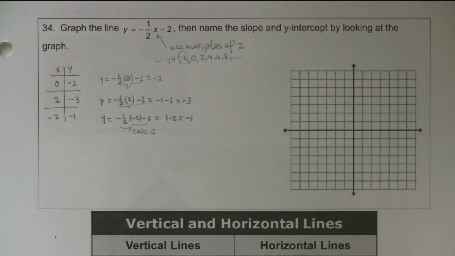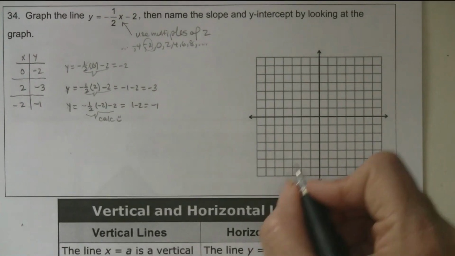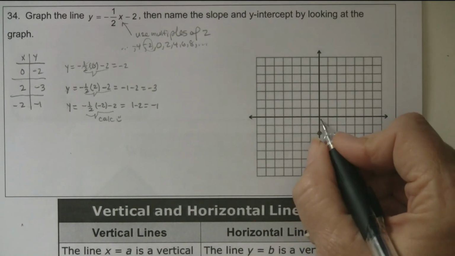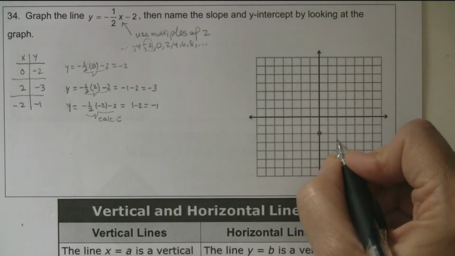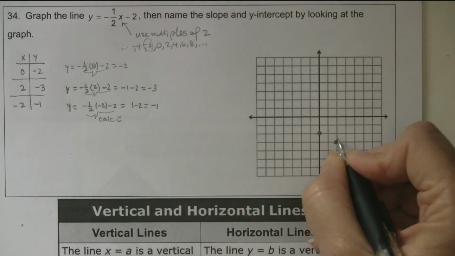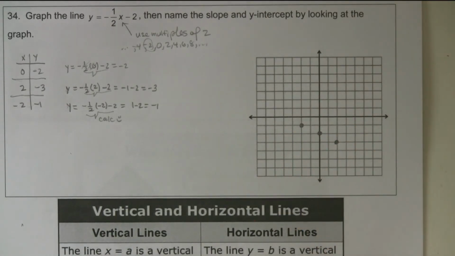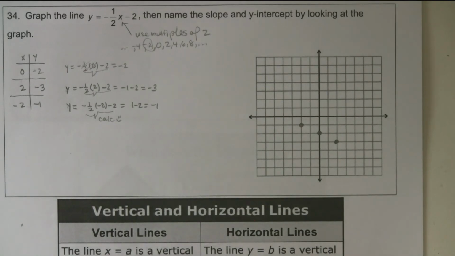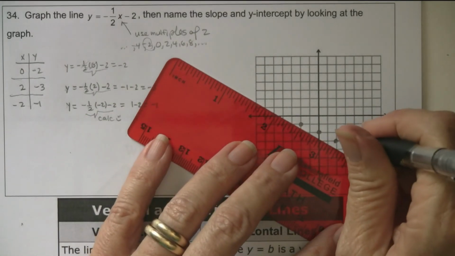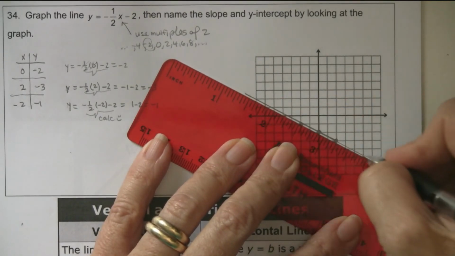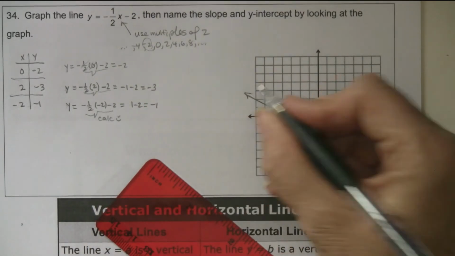Great. So I'm going to plot those points: over 0 down 2, over 2 down 3, over -2 down 1. And so you can see that they're on the same straight line. So this is what they asked me to do in the first step. Draw the line.